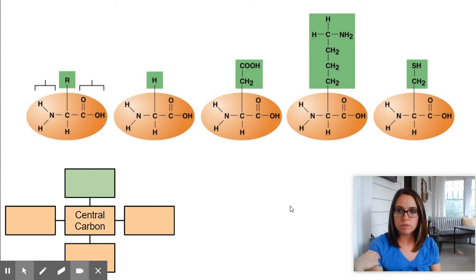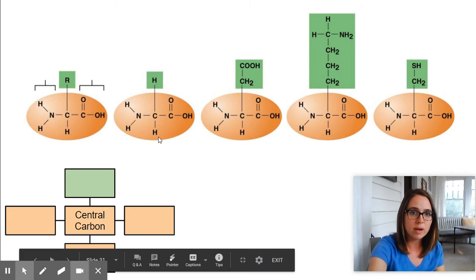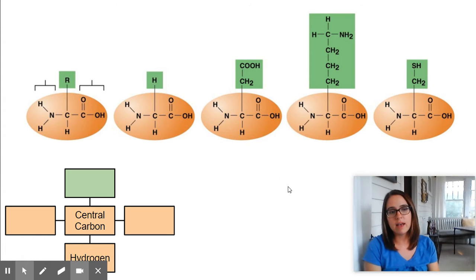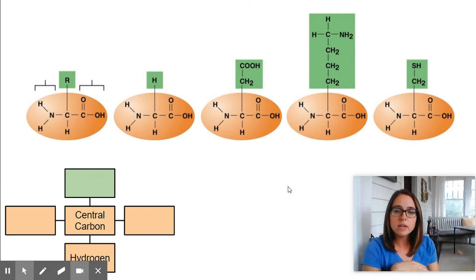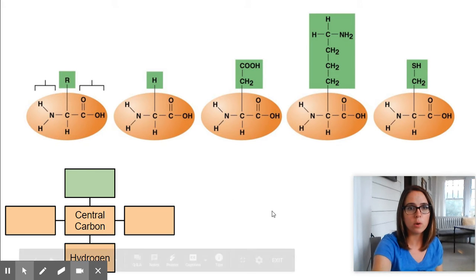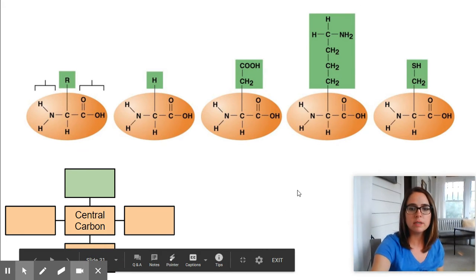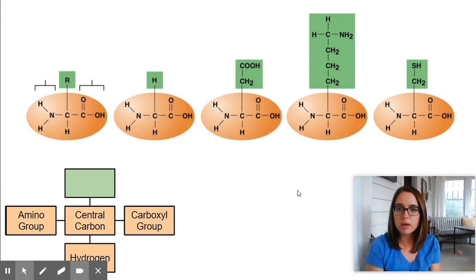Coming off of each of those central carbons, on this picture coming in from the bottom, right here, we have a hydrogen. Every single one of these has a hydrogen molecule coming off of the bottom. And then to either side of these, you have the NH2, and then we have a COOH. The NH2 is called the amino group, and the COOH is called the carboxyl group.